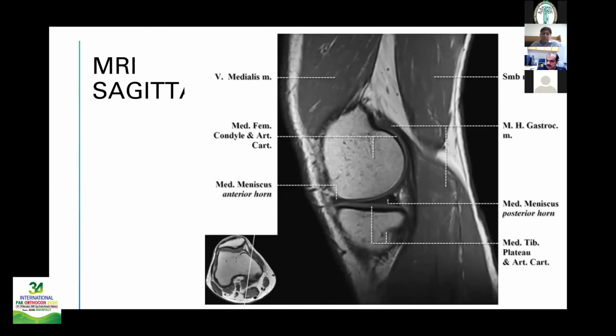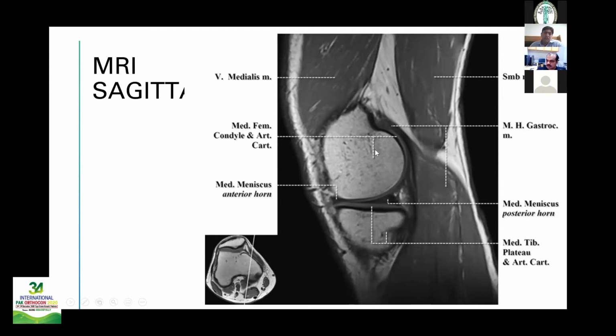Now coming to the sagittal images, this is the sagittal image. So this is the medial meniscus. You start from a lateral approach and then you move towards medial, more medial aspect. So this is the medial meniscus. It is thicker posteriorly as compared to anterior. It's a triangular structure, and it should be jet black without any signals, hyperintensities within this.